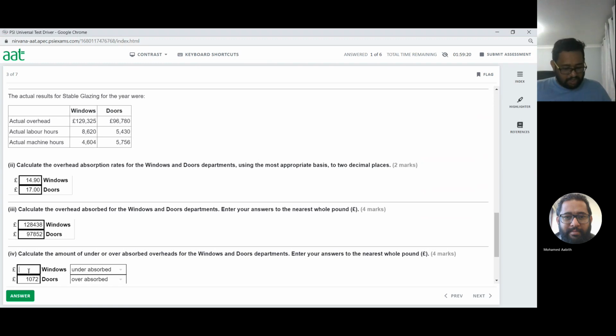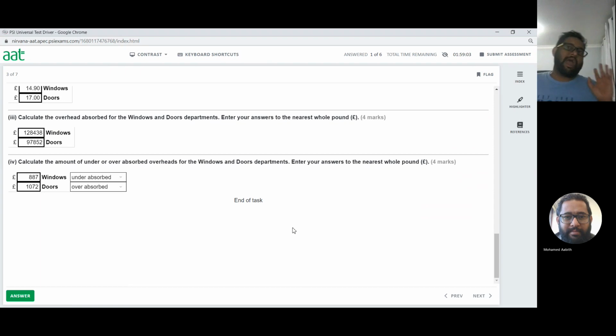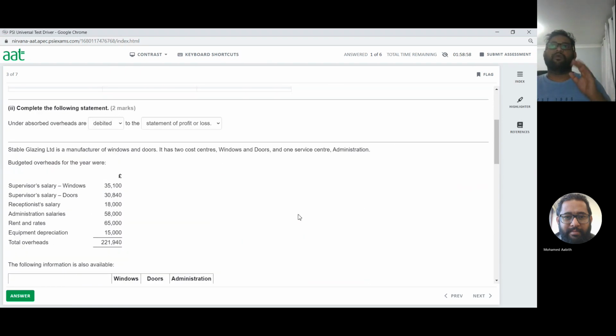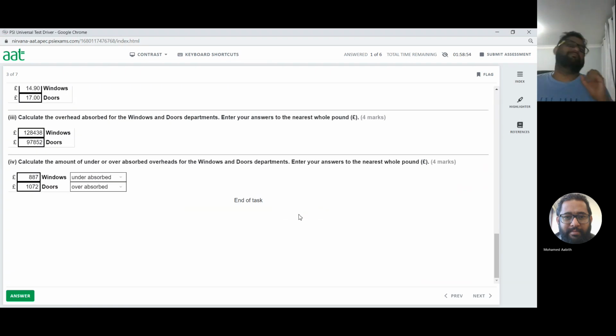The under-absorbed figure is 129,325 minus 128,438, and that gives you 887. Now, I'm not bothering about any decimals here, because they say the answers are to be to the nearest pound. So absolutely fine. You should be getting the full marks for this as well. If you follow all this information, we checked everything, 24 marks should be all right in the bag.